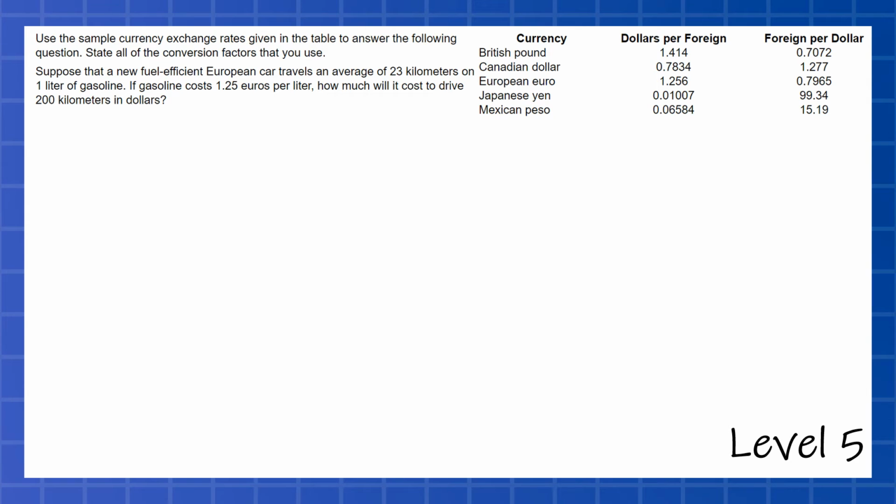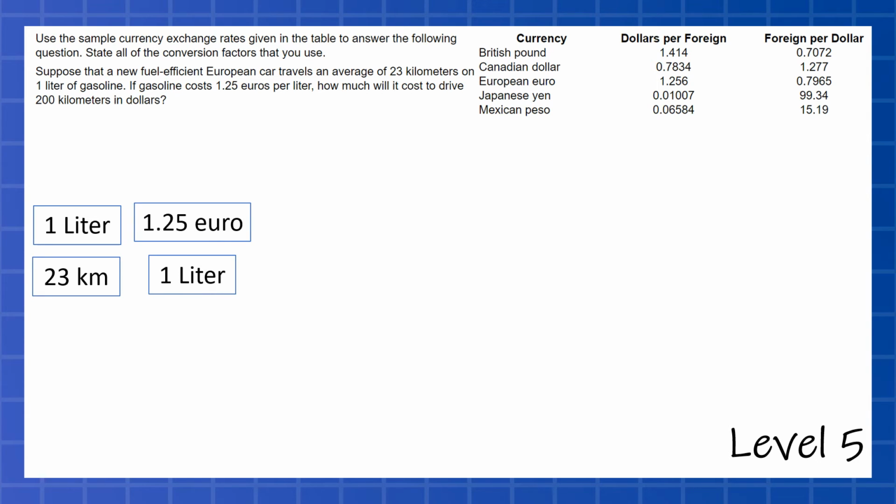Let's look at another conversion one. Now, this one's a little involved, because what we're trying to do here is take what we have, which is 1 liter and 23 kilometers. That's in our problem. But our problem actually also tells us another fact. It tells us that there's 1.25 euros per liter. So there's two facts that they give us.